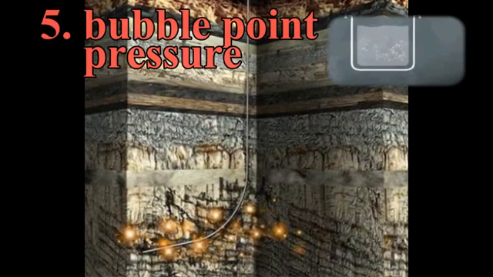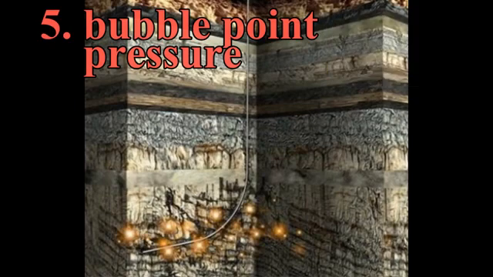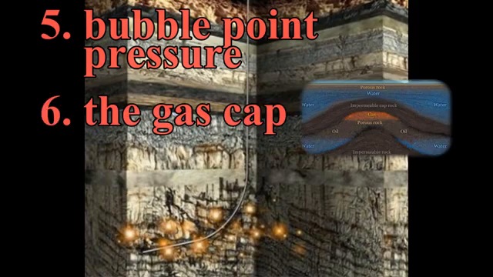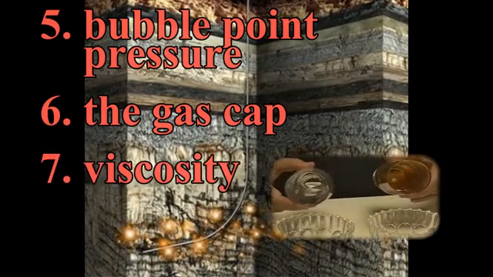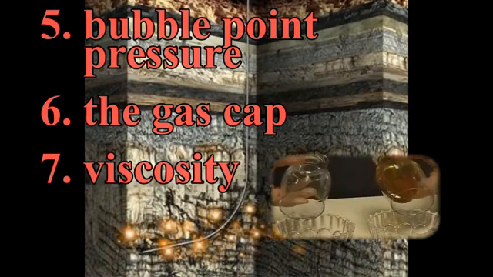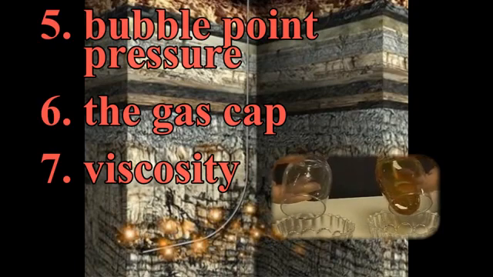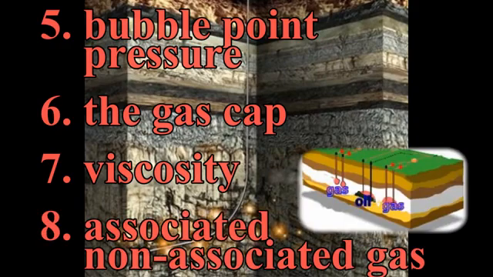5. Bubble point pressure is the exact pressure where solution gas is in equilibrium with gas. 6. The gas cap is the gas that sits at the top of a trapped reservoir after bubble point pressure in the reservoir has been reached. 7. Viscosity, or mu, measures the resistance of flow rate of a fluid because water and different types of oil flow at different rates.